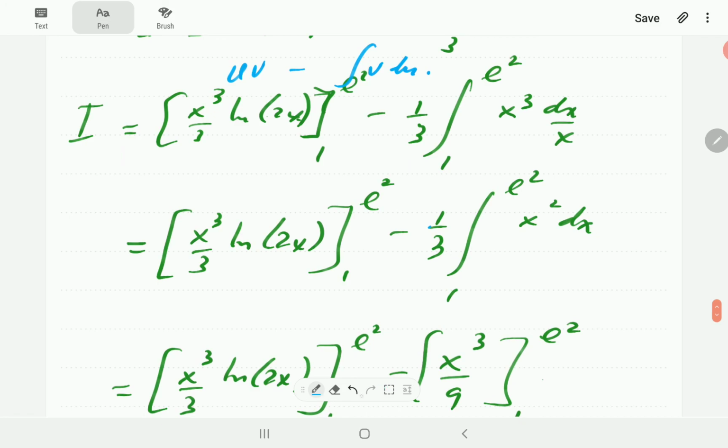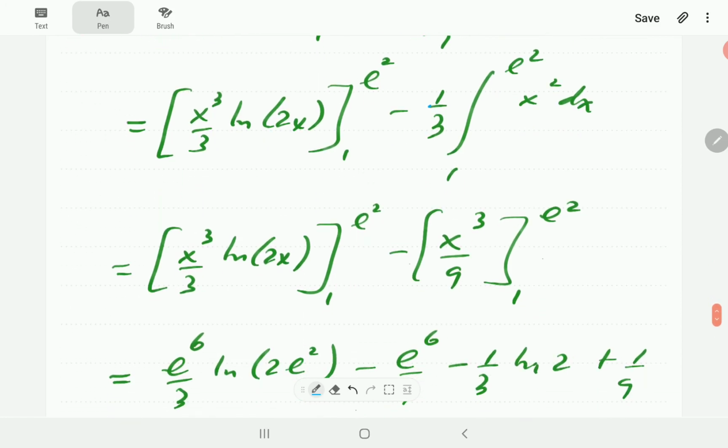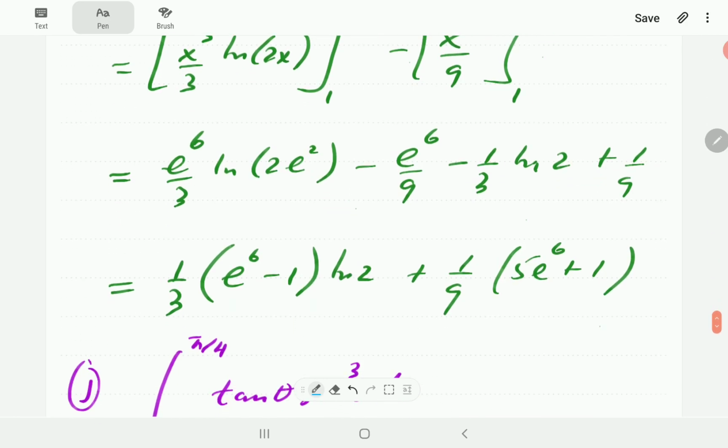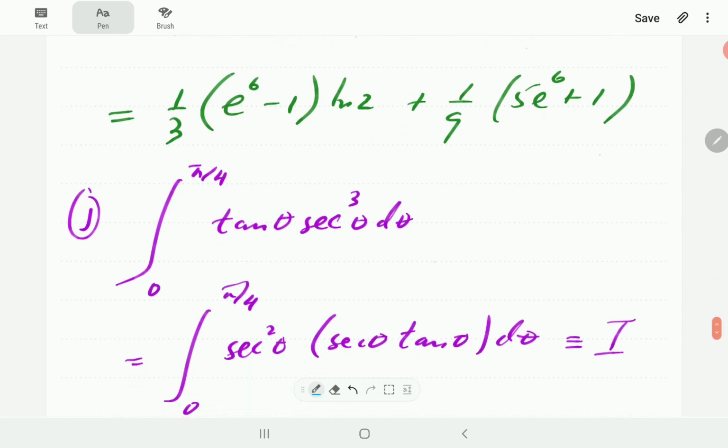Then this is what we're going to get for the second term, which works out to just the integral of x squared. If we integrate that, we're going to have 1 over 3 times 1 over 3, which is 1 over 9. And then from here, we plug in the limits. We use properties of logs and collect terms. It works out to that.